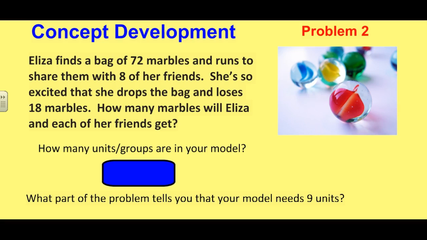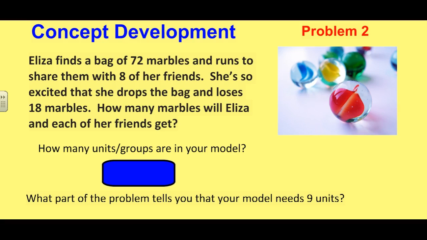Problem 2 says, Eliza finds a bag of 72 marbles and runs to share them with 8 of her friends. She's so excited that she drops the bag and loses 18 marbles. How many marbles will Eliza and each of her friends get? My first question for this problem is how many units, or another word for units is how many groups, are going to be in our model whenever we draw to model this problem. If you need to go back and reread this problem, do that, but I'm wanting to know how many groups or units are we going to have for this problem.